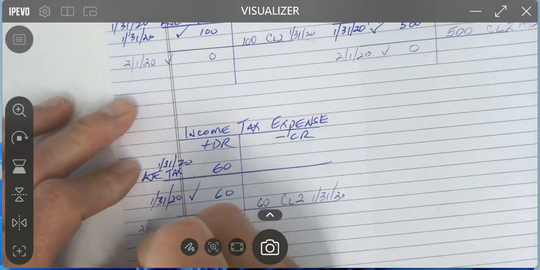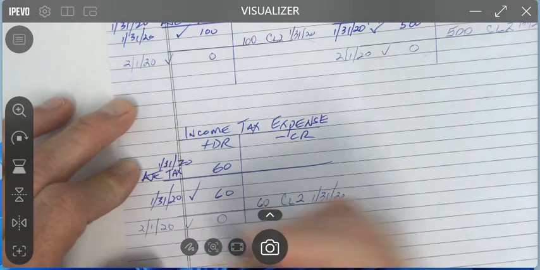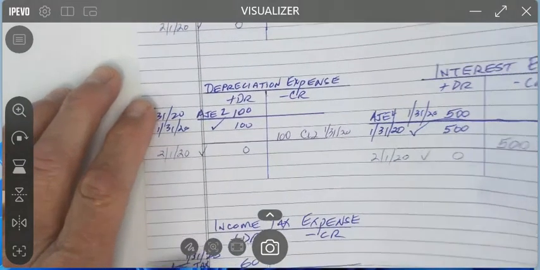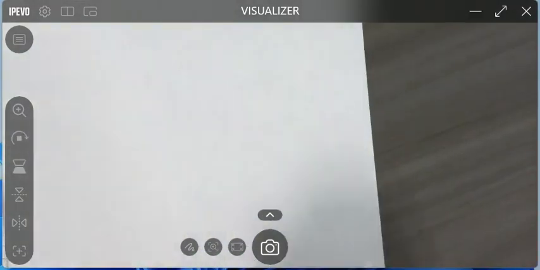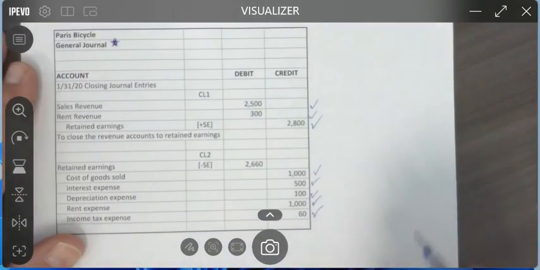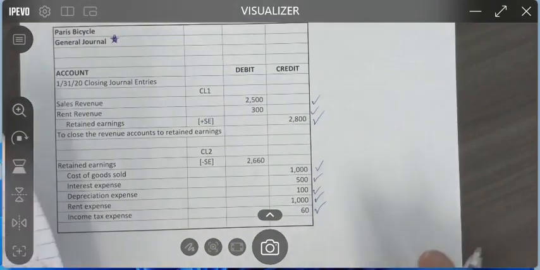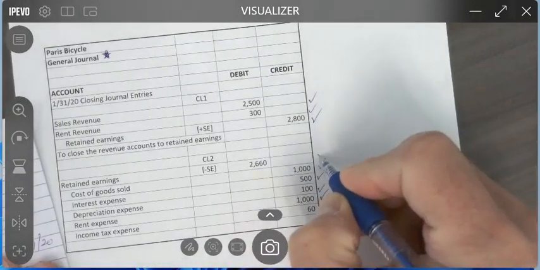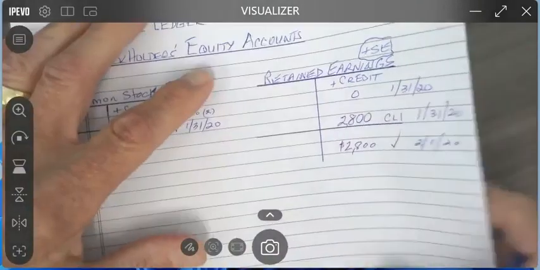That brings the 2/1/20 balance and income tax expense to 0. So we now have posted this. And the last thing we need to do is post the expenses to retained earnings, and we'll do so right now.